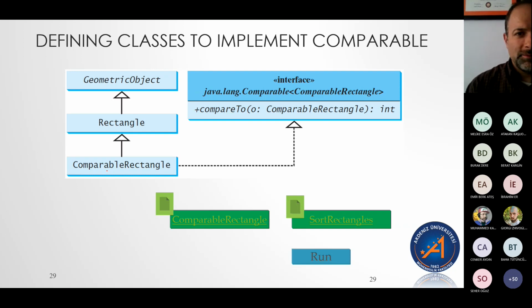Do we want to do it by area? Do we want to do it by perimeter? Do we want to do it by date created? Do we want to do it by color? All of those can be ways that we can compare the rectangles to each other, and it's all based on what our user wants.